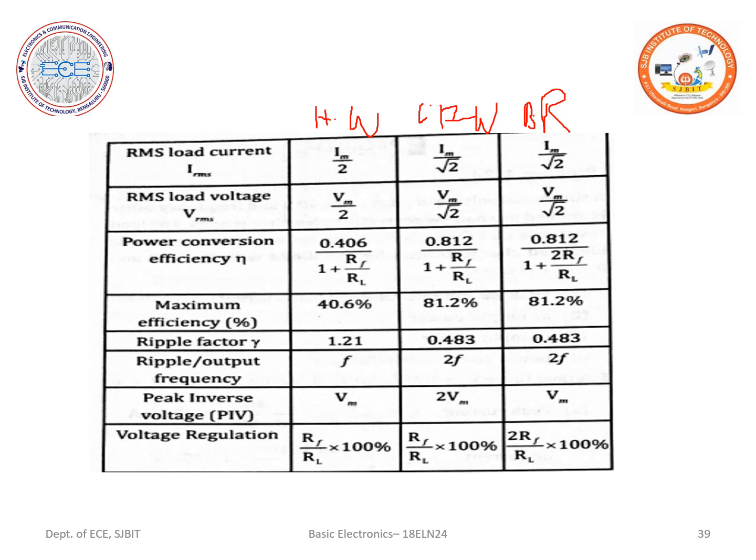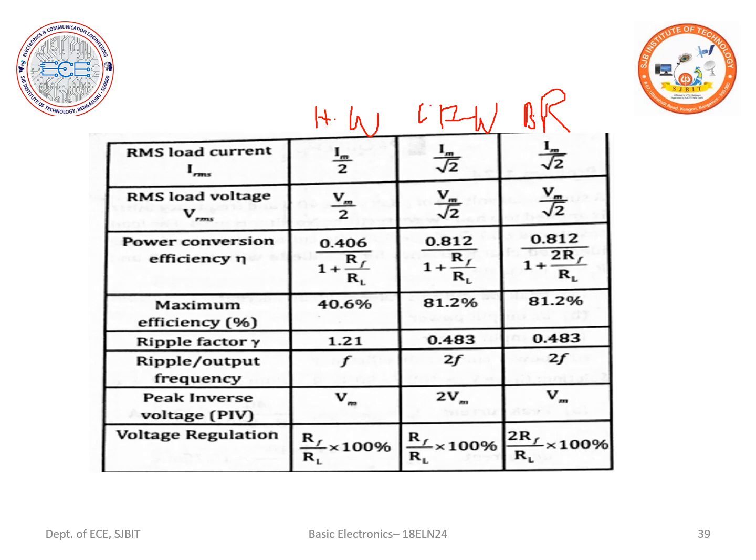And when we come to the VRMS, that is the RMS load voltage, we have Vm by 2 for the half wave rectifier, Vm by root 2 for the center tap full wave rectifier, and for the bridge rectifier it is Vm by root 2. Similarly, for the power conversion efficiency, which is given by eta, for the half wave rectifier it is only 0.406. In order to show you the difference, you have to substitute 2RF, so it is written in this form; otherwise you would have directly written it as 0.406.